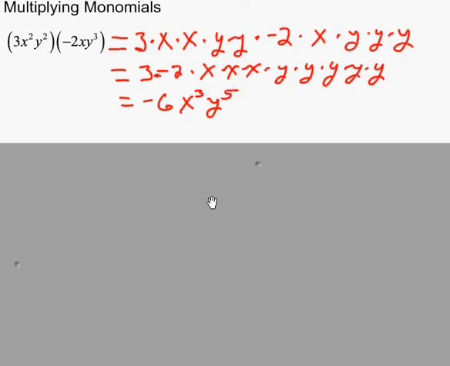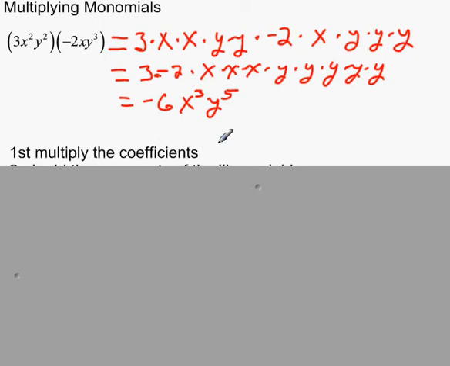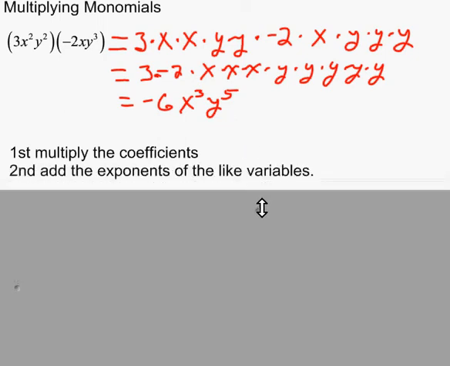Now, if we look at this and see what's going on, we can see that actually what we did was we just simply multiplied the two coefficients, 3 times negative 2. To get our exponents, we had 2 x's from the front, 1 x from the back, an understood exponent of 1, and 2 plus 1 is 3. And we had 2 y's from the front and 3 y's from the back, and if we add 2 plus 3 we get 5, seeing our 5 there.